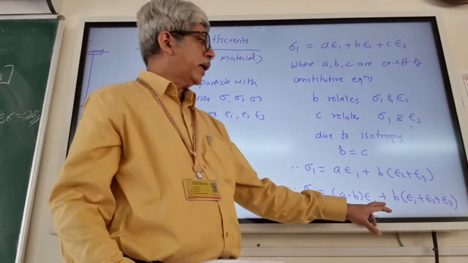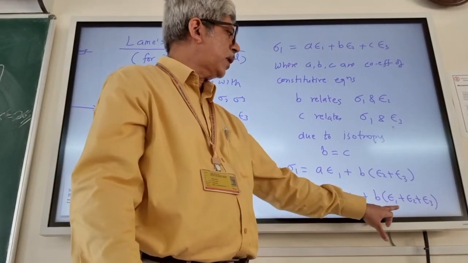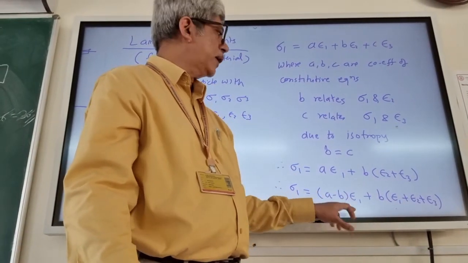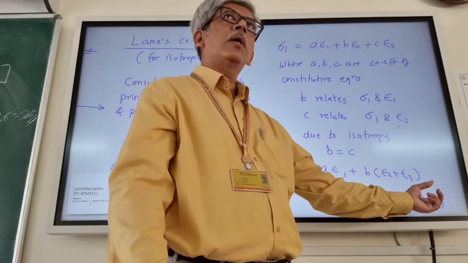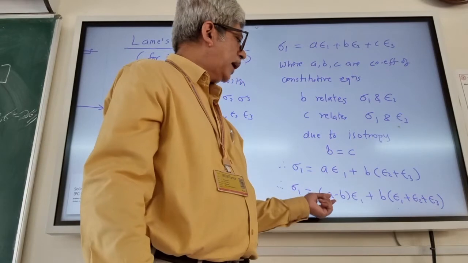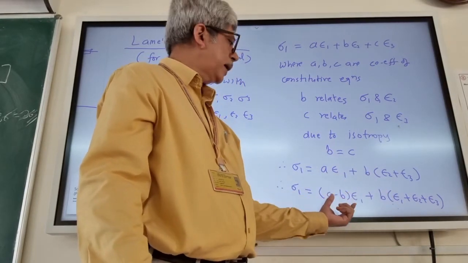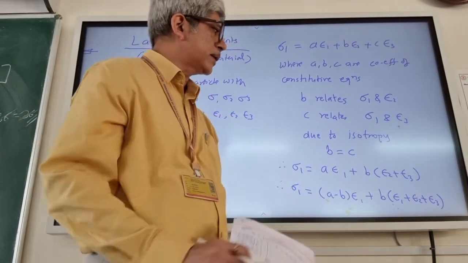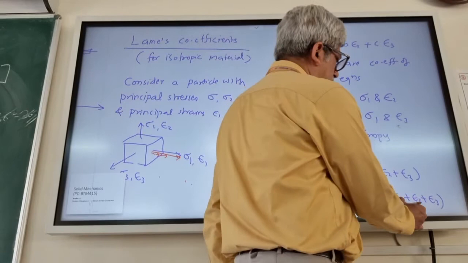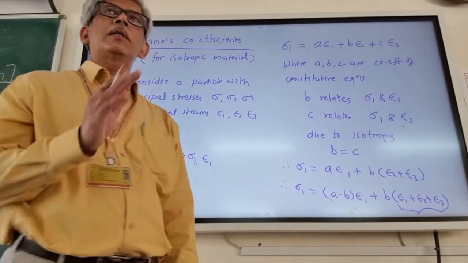So what I have done here is I have added and subtracted B times epsilon 1 in this particular equation. So in the last term, it becomes B times (epsilon 1 plus epsilon 2 plus epsilon 3), and the same B into epsilon 1 I have subtracted, so I get (A minus B) times epsilon 1 in this particular case. Why are we trying to do this? The summation of strains in three directions has got some relation.